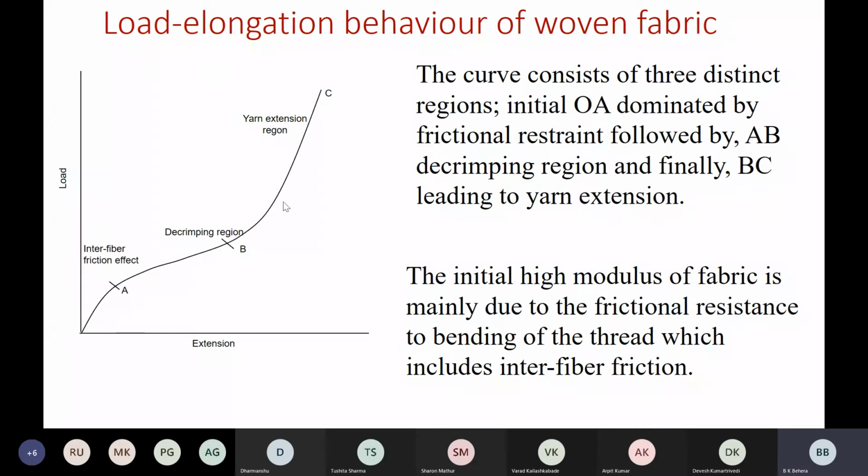That means yarn extended means how long it will be extended. At some point the yarns will be broken, means fabric is broken. So the third zone BC is called yarn extension region. This is how the typical load extension curve of a plain woven fabric is explained. Initial origin to A is interfiber friction, A to B is decrimping, B to C is yarn extension zone.